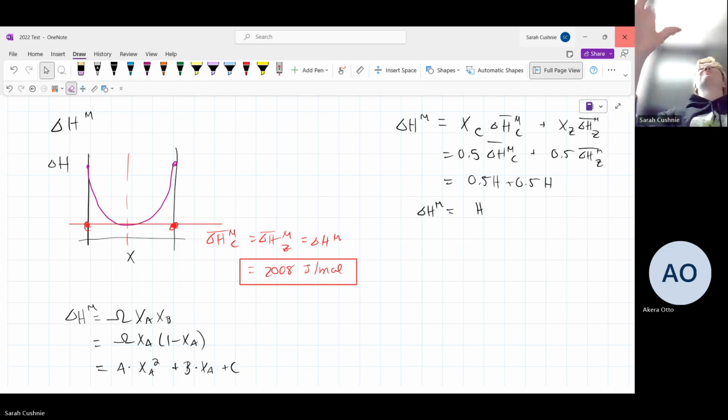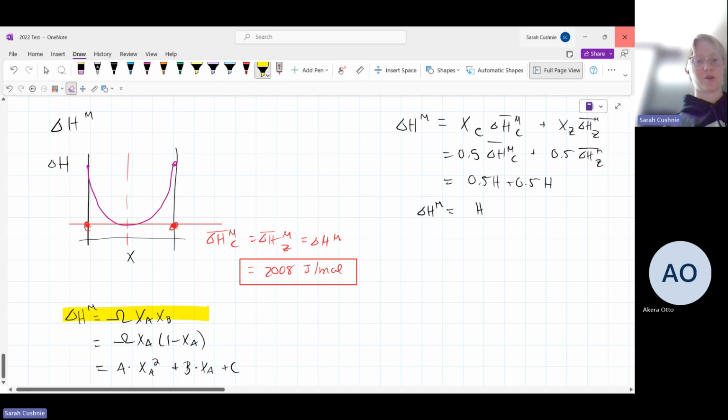It's like, which came first, the chicken or the egg, at least from my perspective. How do you define a regular solution? Do you define a regular solution based off the enthalpy, or is the enthalpy based off the fact that it's a regular solution? But the truth is that for a regular solution, this is true. Does that make sense?